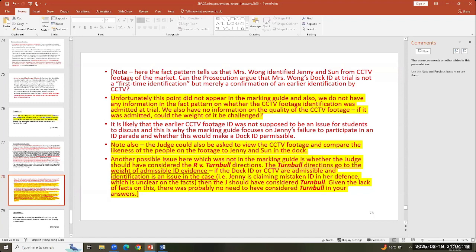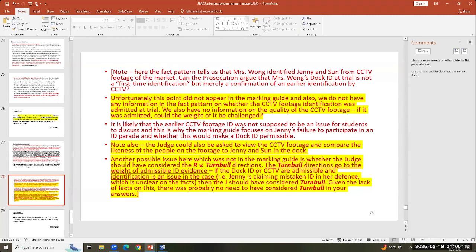I suspect that when the person was drafting this question, they didn't intend for the ID evidence from the CCTV footage to be part of the marking guide. That's why there's nothing in it. Really what they're talking about here is whether she can do a dock ID. If she has made an earlier positive identification, she can do the dock ID. And where there's CCTV footage, either the judge or the jury, depending on who's the fact finder, can be asked to view that footage and compare the likeness of what they see in the video evidence with the defendant in the dock. That's also a possibility.